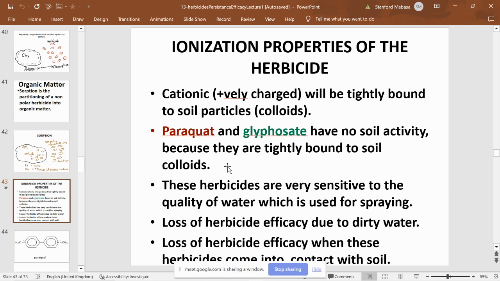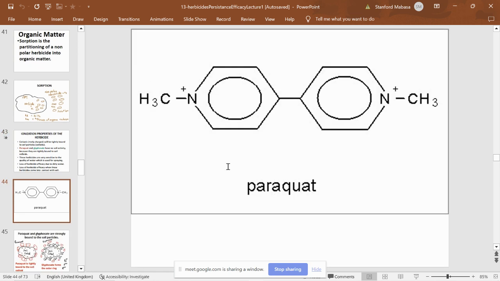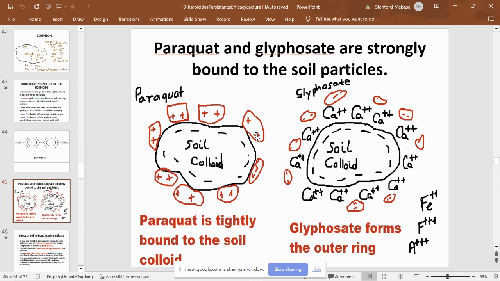Sometimes it may be difficult to get clean water for spraying if you are in the field. So remember that there is loss of herbicide efficacy when the herbicides come into contact with the soil, especially paraquat and glyphosate. This is paraquat with positive charges, so it can be strongly attracted to the soil particles. Here I've got a diagram showing paraquat and glyphosate being strongly bound to soil particles.